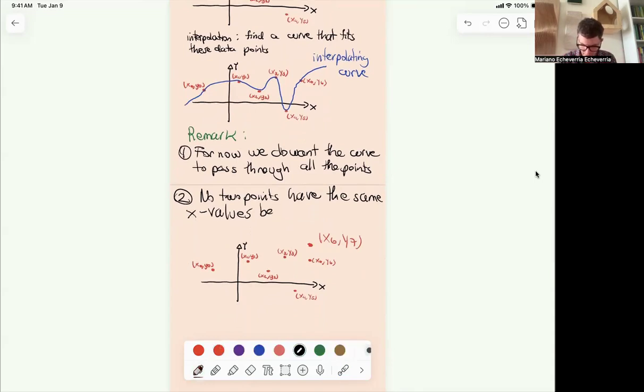Let me write that down, because we do want the curve to be the graph of a function. Is that making sense? It's more for our purposes, to simplify our lives a little bit. Okay.